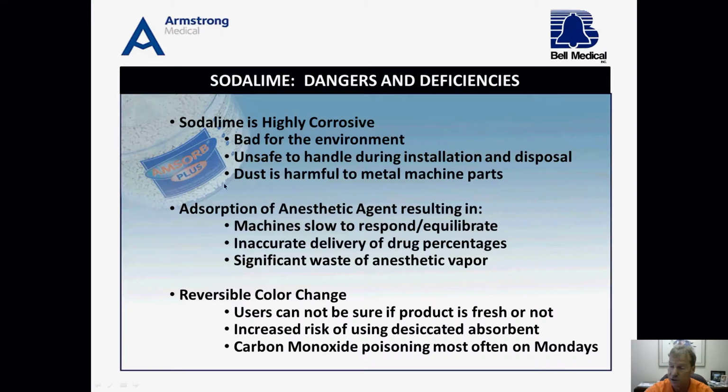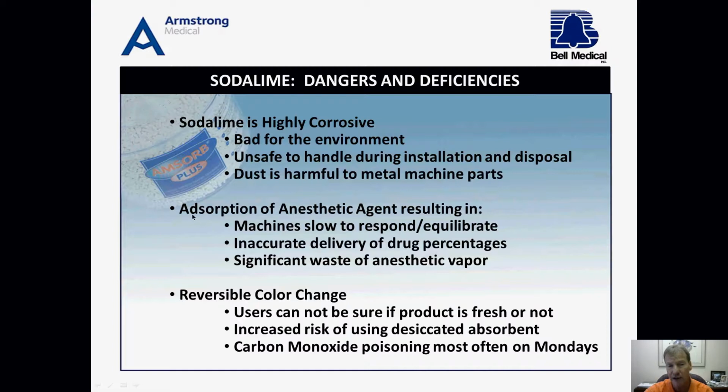You also, if you're an anesthesia tech, you don't want to be inhaling the dust from those caustic materials. Whereas Amsorb Plus, as it gets used, it becomes more of an antacid. It's almost like a Tums. It goes from calcium hydroxide to sodium bicarbonate, and sodium bicarbonate is almost like a Tums, an antacid. So it's not something you can ingest necessarily, but it's not harmful to the environment or even harmful for you to touch as an anesthesia tech.